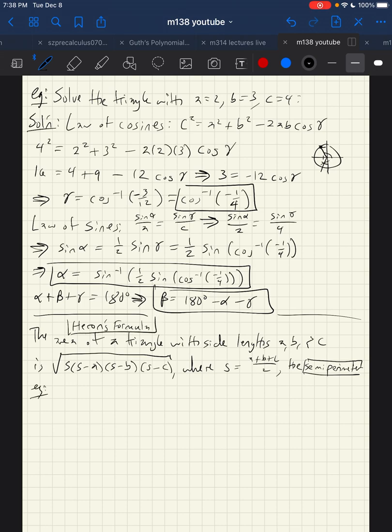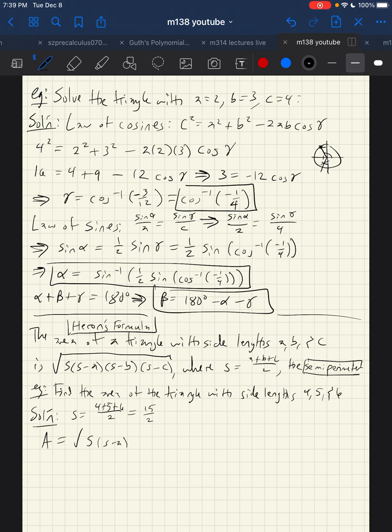All right, so let's do a quick example. Find the area of the triangle with side lengths 4, 5, and 6. So solution, first let's compute S. S is the semiperimeter. We just add them up and divide by 2. 4 plus 5 plus 6 divided by 2 equals 15 over 2, or 7.5, whatever. And then A equals the square root of S times S minus A times S minus B times S minus C.